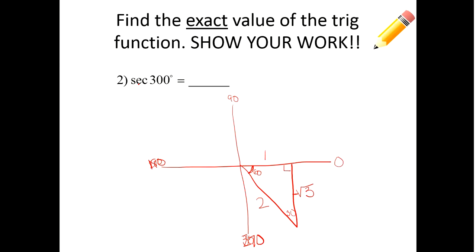So now I want secant, but let's find just cosine first. So cosine, remember, is adjacent over hypotenuse, which would be 1 over 2. So I do know the cosine of 300. It would be 1 over 2. Secant is cosine flipped, right? So this would just be 2 over 1, which is just 2.